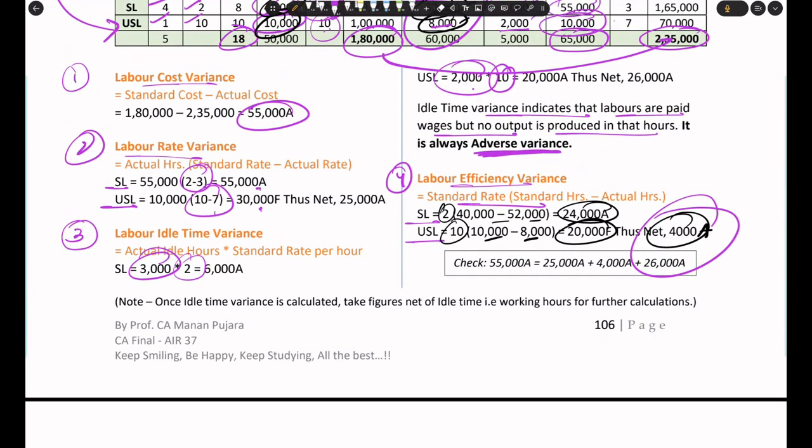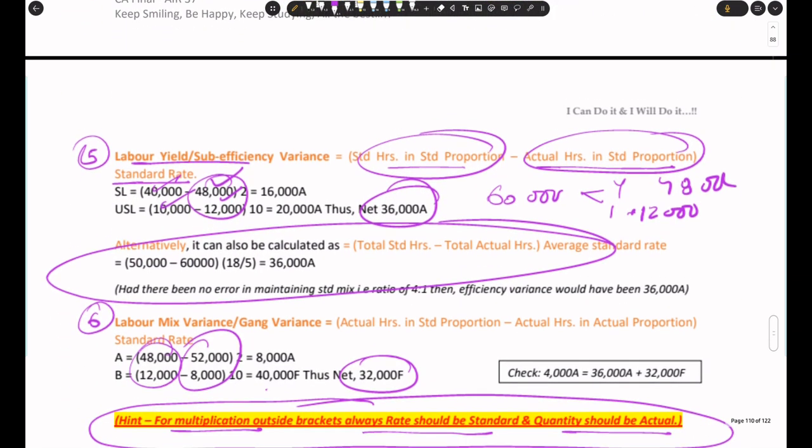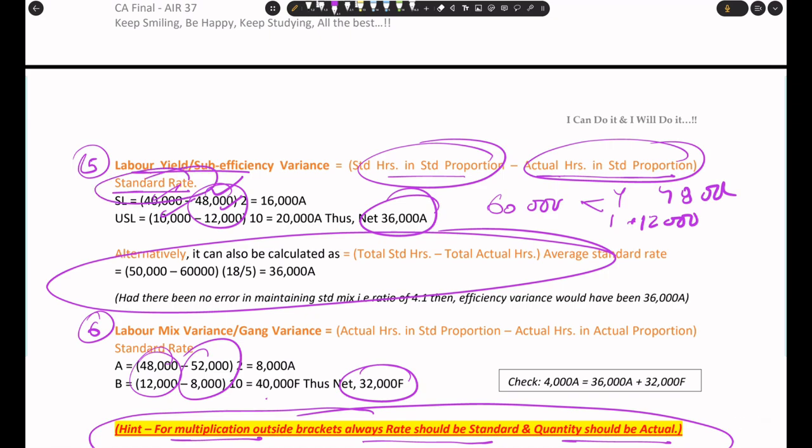We have seen, outside the bracket, the actual hours that sir has written, and outside the bracket we have seen the standard rate. There is nothing else we have seen. So this is a trick. It is a good trick, you can remember it to not make mistakes in the exam.